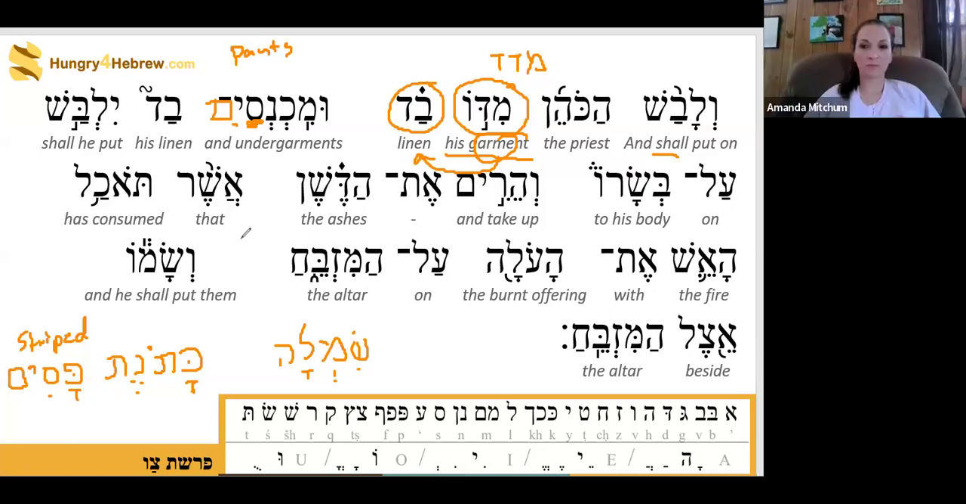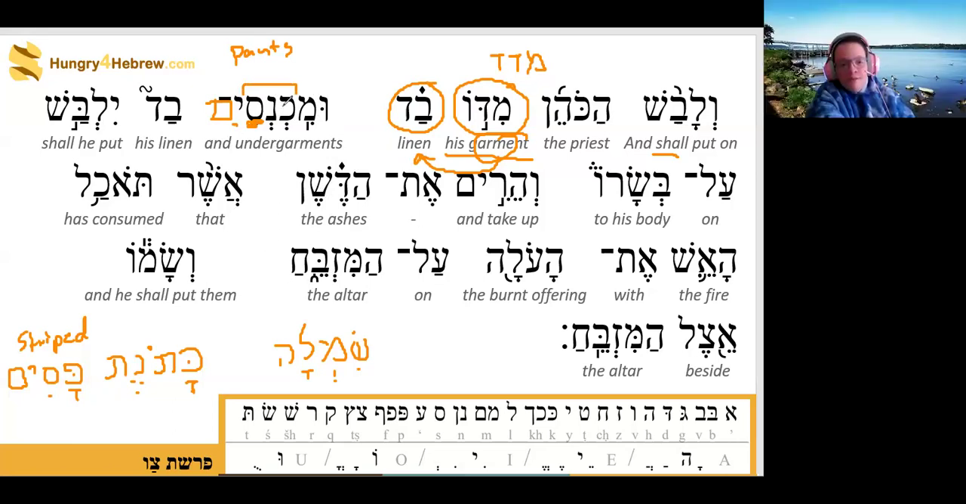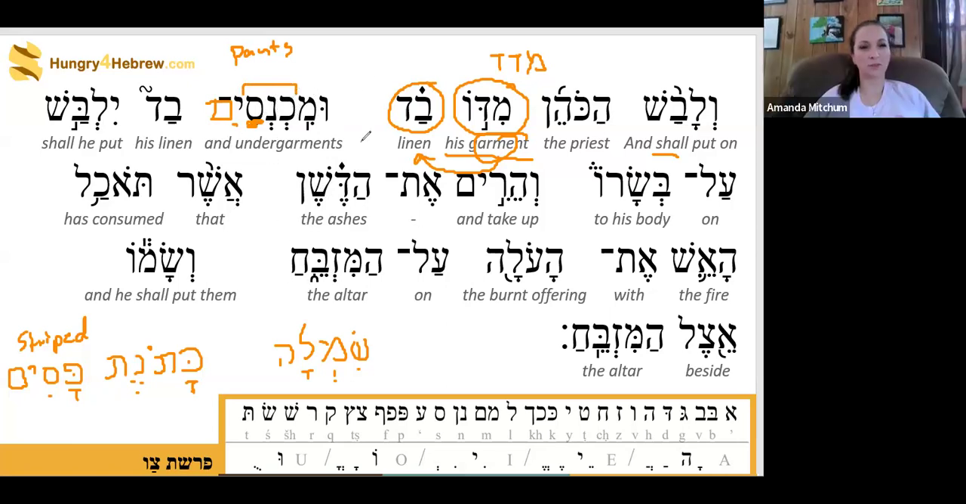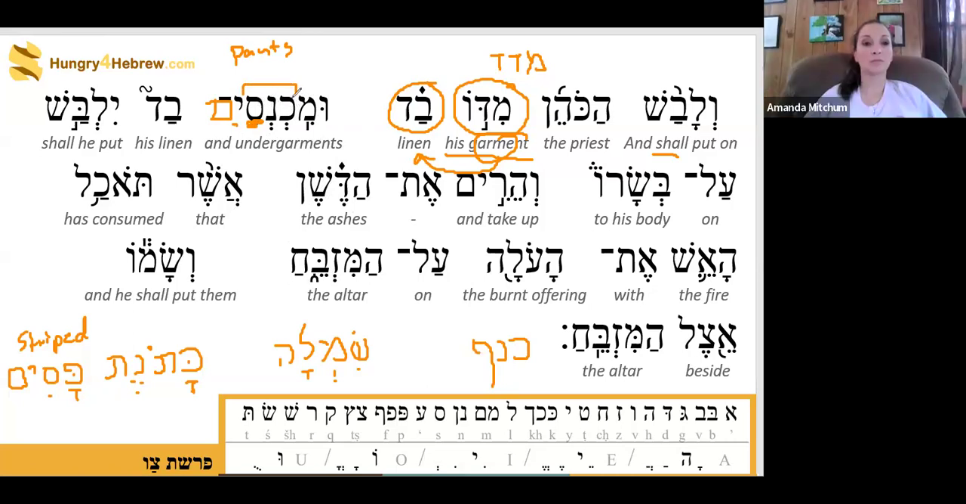What's the root of michnasayim? Nun, samek. What are some other words that we know from this root? Wing, kanaf. Kanaf, that's kanaf. Kanaf is a wing. What about a Beit Knesset? Does anyone know what Beit Knesset is?